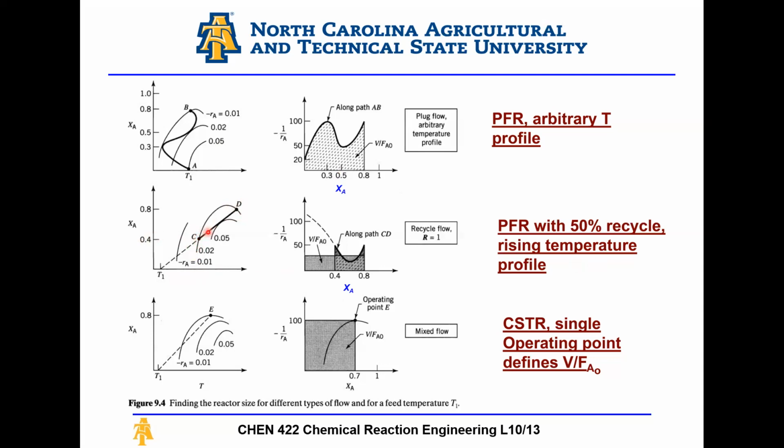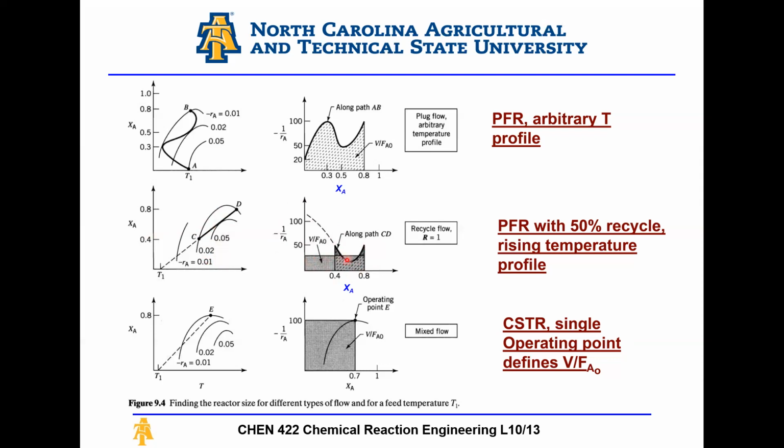If I move up to this point, my temperature is T2, reaction rate is maybe 0.01, or 0.03, and my conversion is 0.5. Get to this point, I have T3, my reaction rate is 0.05, conversion 0.6. I get all these points, I plot minus 1 over RA versus XA. I have an area under the curve, and I integrate this area to get the volume of the PFR, right?